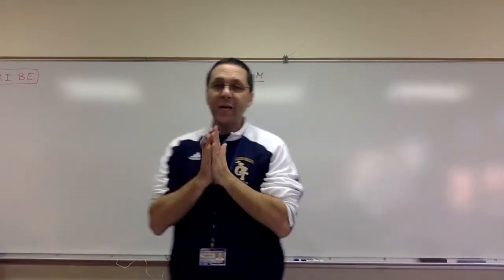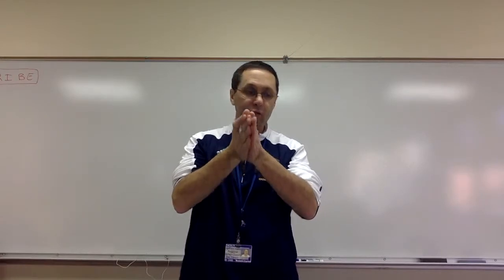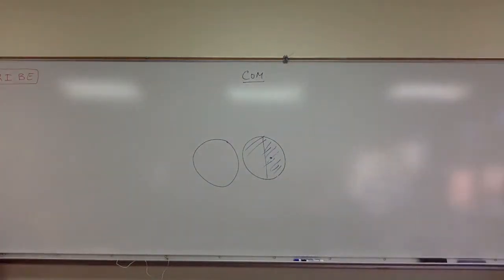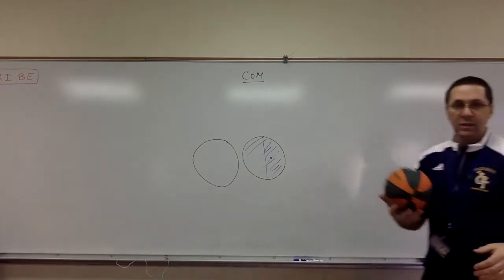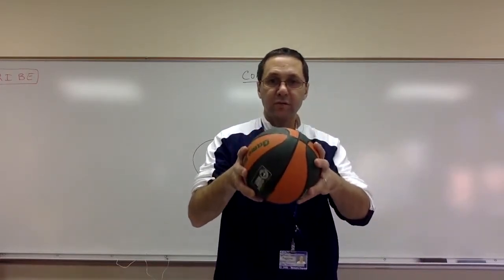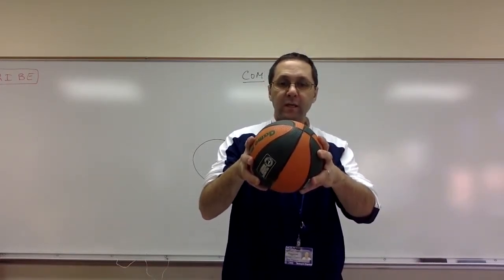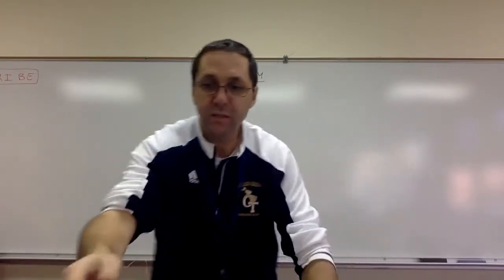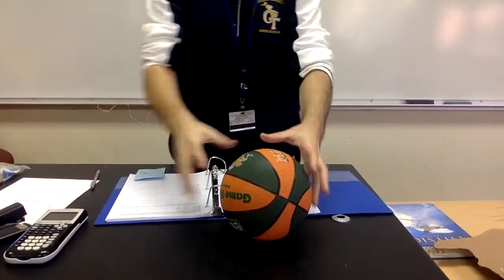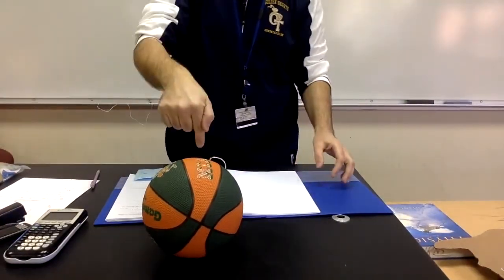Now, in order for an object to be stable, its center of mass has to have support. A very simple example: I'm going to get my basketball. If I just let it sit on a surface, it just won't go anywhere. You probably can't see it, so let me move the video. There you go. It will just sit there because its center of mass has a base.